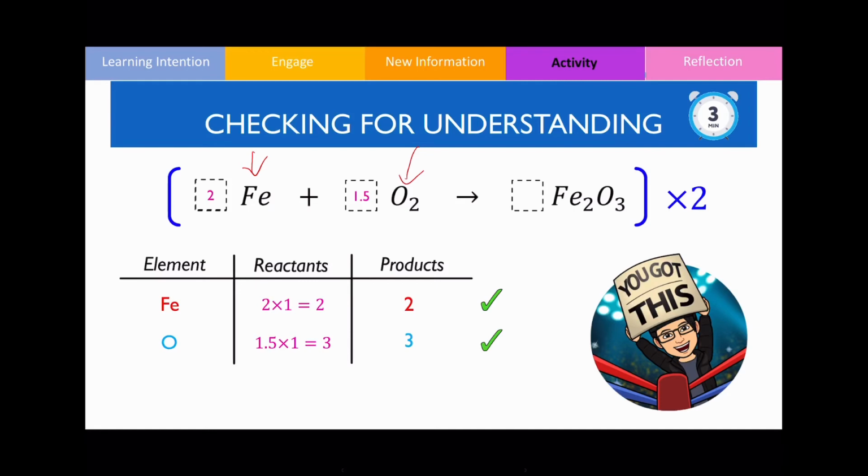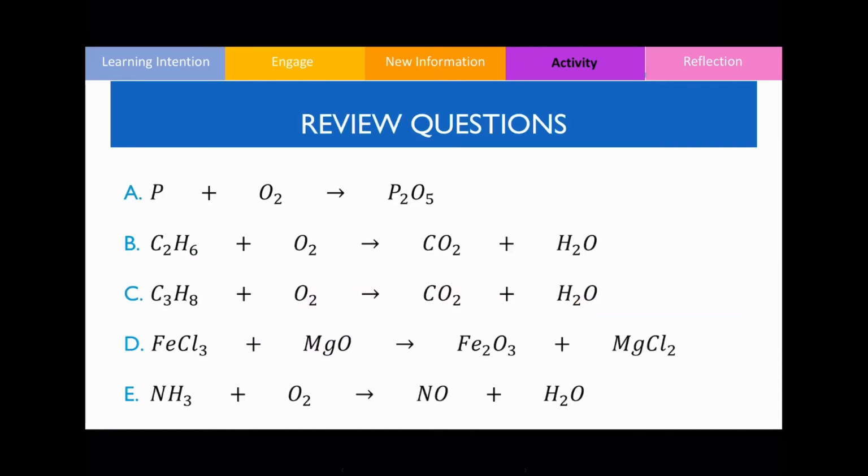So instead of having a 2 in front of Fe, that will now become a 4. This would now become a 3 in front of oxygen, and therefore there'll be a 2 over here, and that would be your final answer. What I'd like you to do now is please answer these questions over here to get extra practice where you have to actually use fractions in order to balance this chemical equation.